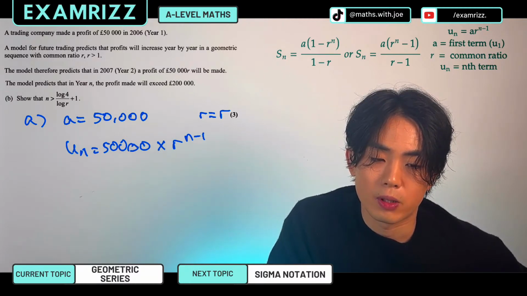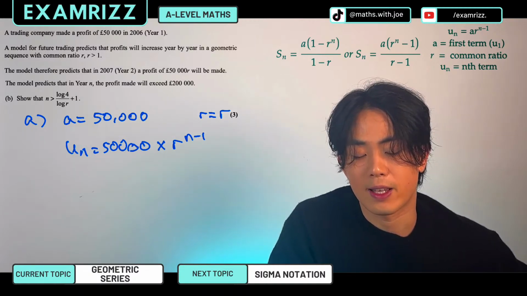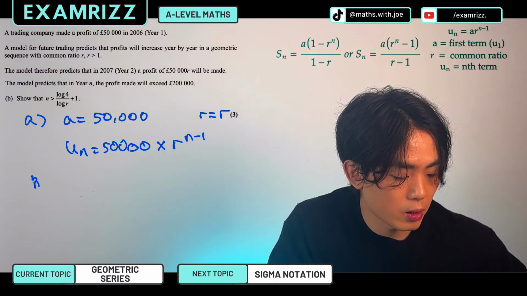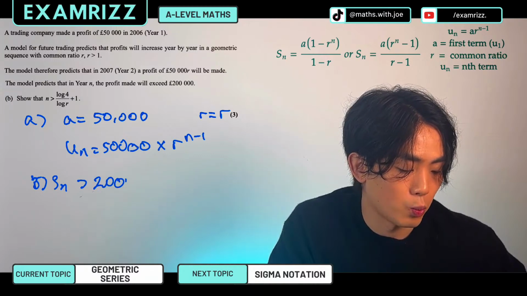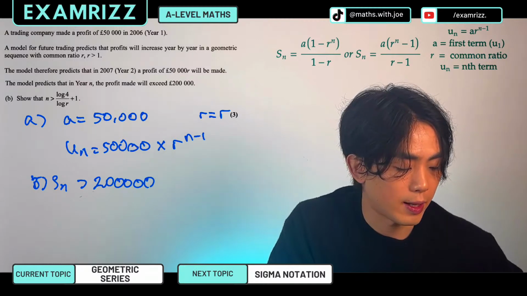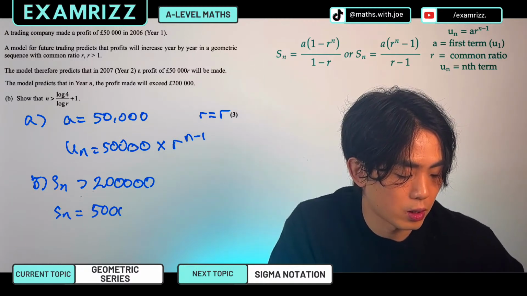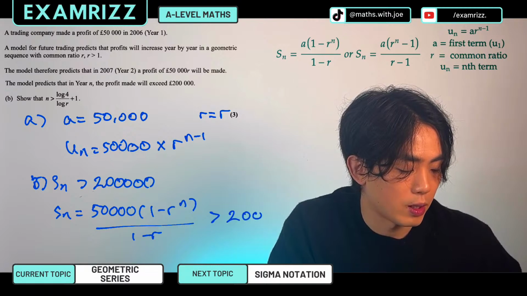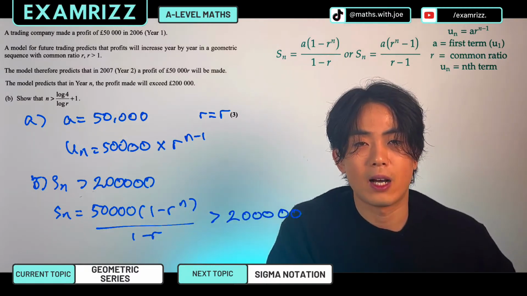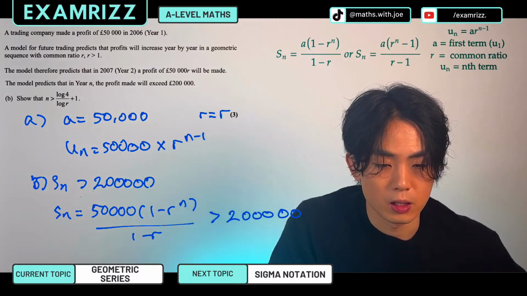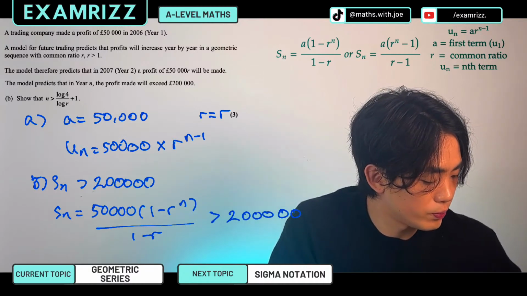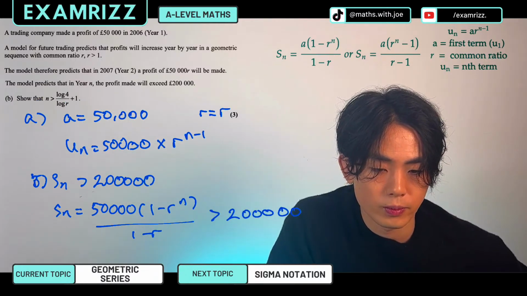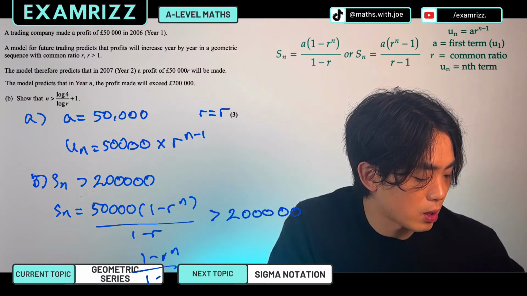The model predicts that in year N, the profit will exceed £200,000. Show that N is larger than log 4 over log R, plus 1. So they're saying that in year N, Sn is going to be larger than 200,000. So we're going to have to use the summation equation. We can say that Sn is equal to A, 50,000, times 1 minus R to the power of N, over 1 minus R. And this is going to be larger than 200,000. Now it's just a matter of rearranging it. If we rearrange it, what do we get here? We have 1 minus R to the power of N over 1 minus R going to be greater than 4.